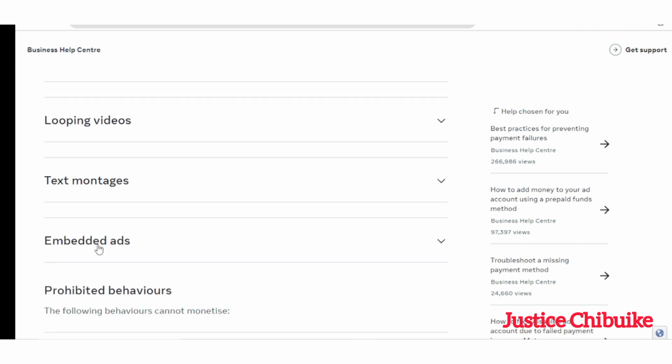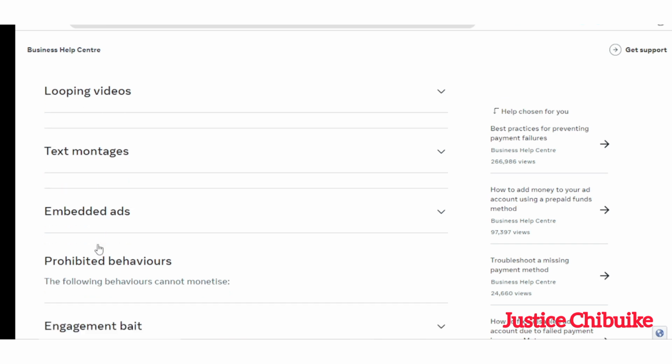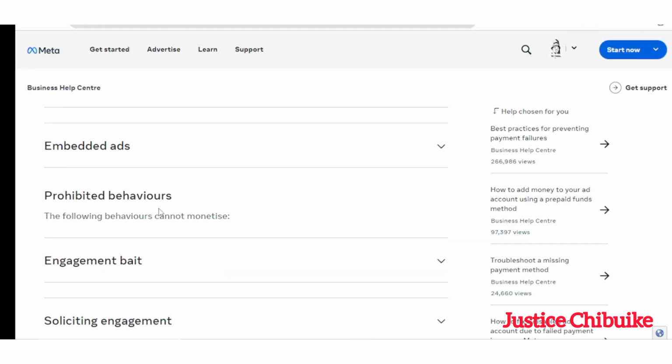Okay. Embedded ads. If you try to add many adverts on a particular video, many ad breaks, or you try to advertise multiple companies in a particular video, this may lead to monetization issues and Facebook is against it. Prohibited behaviors. Here they are telling you the things that will actually demonetize your page.